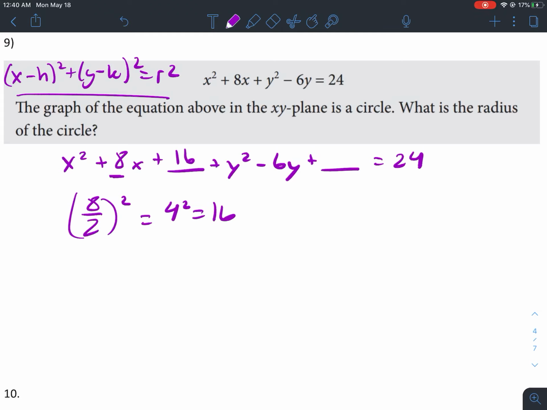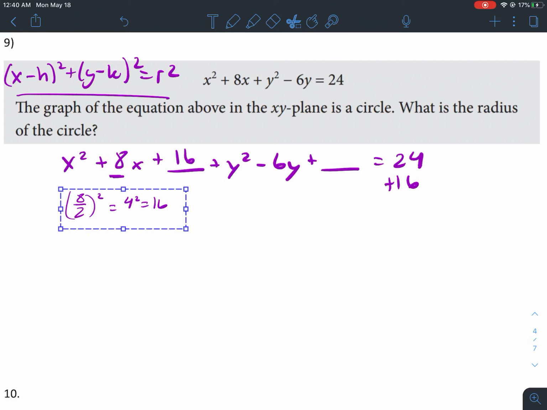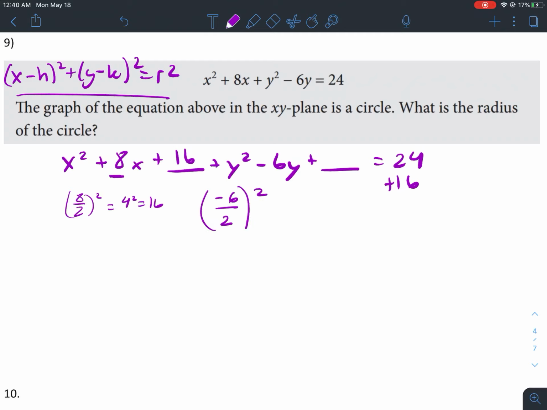Since we added a 16 to the left side of the equation, we're going to want to add a 16 to the right side of the equation. Now we need to do the same thing for the y. I have a -6 attached to my y. I'm going to divide it by 2 and square it. That gives me a -3 squared, which gives me a 9. 9 is what I add in. Again, what you do to one side, you do to the other.